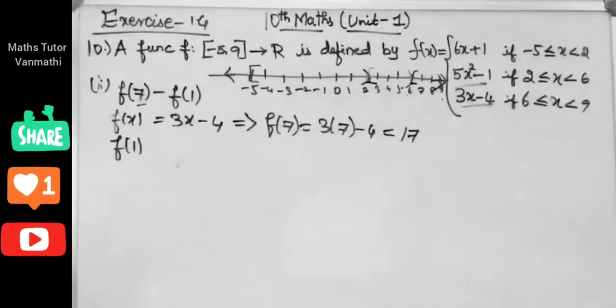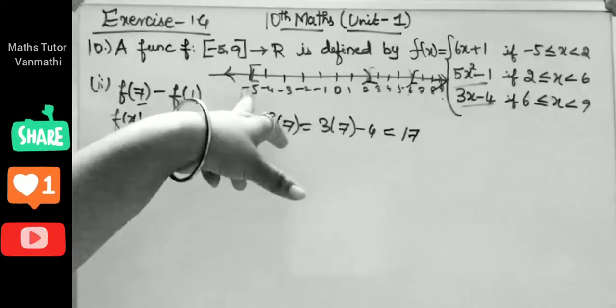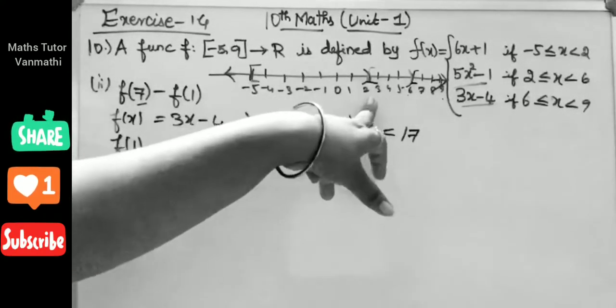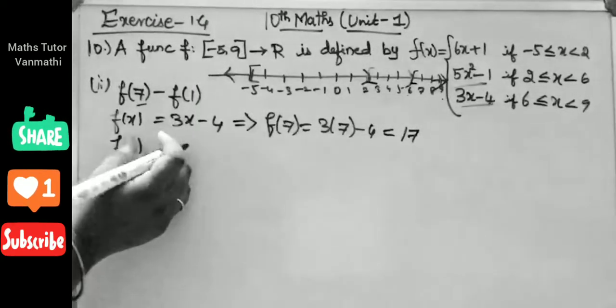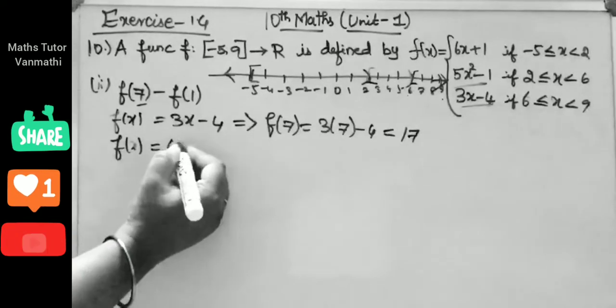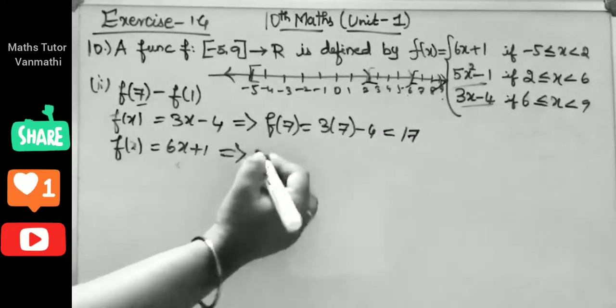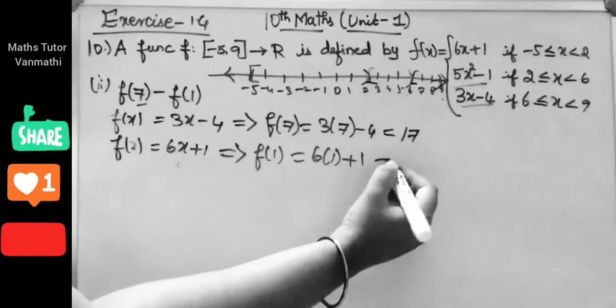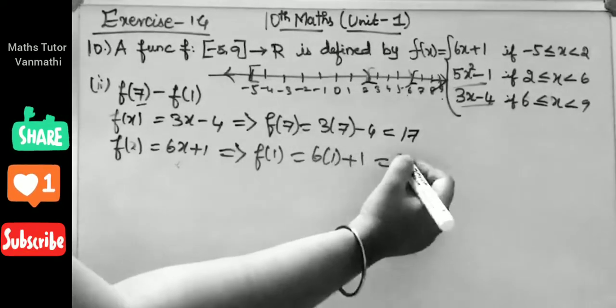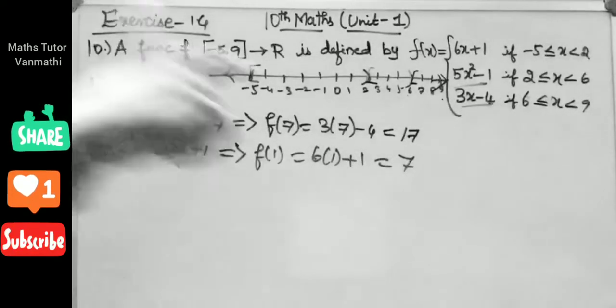f of 1, where 1 lies between minus 5 to 2. Okay, then we are going to take this first function 6x plus 1. Then f of x equal to 6x plus 1, which implies f of 1 equal to 6 into 1 plus 1. You get 6 ones are 6, 6 plus 1, 7.